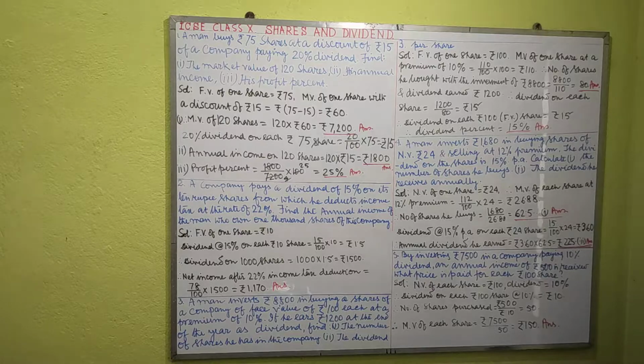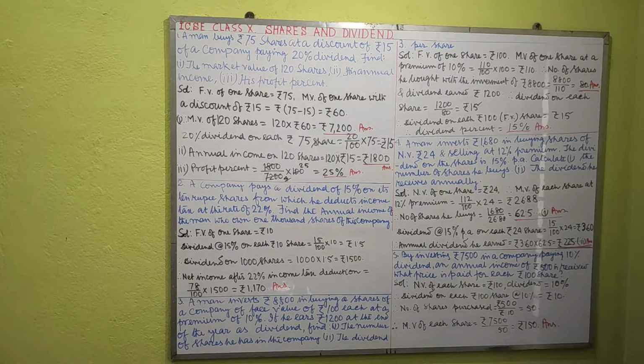The solution: face value of one share equal to rupees 75, and market value of one share with a discount of rupees 15, that is 75 minus 15 equal to rupees 60. Therefore, market value of one share equal to rupees 60. Therefore, market value of 120 shares equal to 120 into rupees 60, that is 7,200.